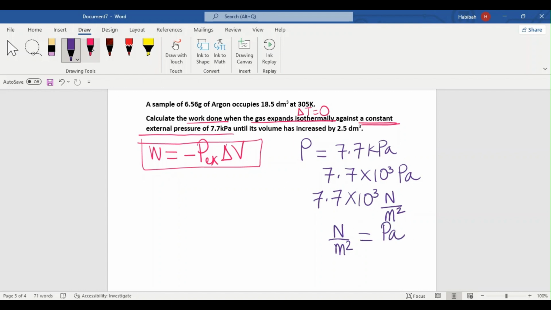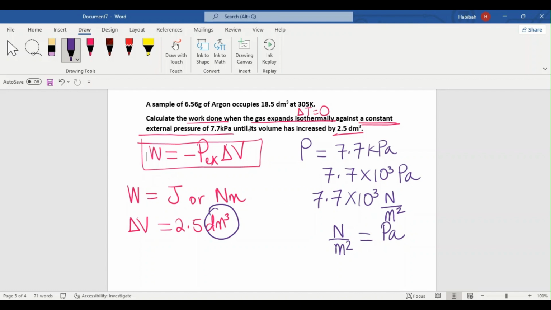Now, looking at this question, we see that work done has its units in joules or Newton meter. So what I'm trying to explain is that before you can input the pressure or the change in volume, which is 2.5 dm cubed, you have to make sure that you have the units in the right form. We have the unit for pressure as Newton per meter squared, but the unit for volume is in dm cubed, decimeter cubed.